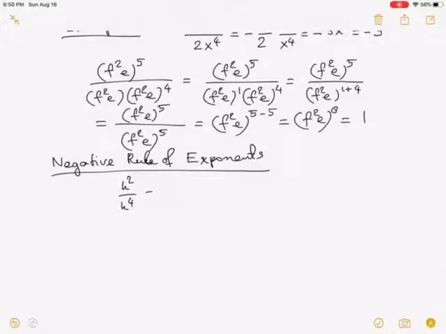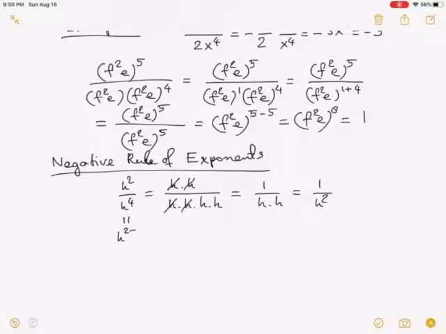So if we have h squared divided by h to the power 4, it is the same as h times h divided by h times h times h times h. So we can cancel h with h with h. So that is the same as we have 1 over h times h. It is 1 over h squared.